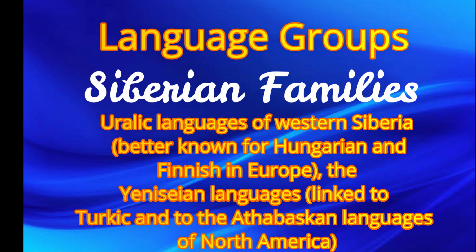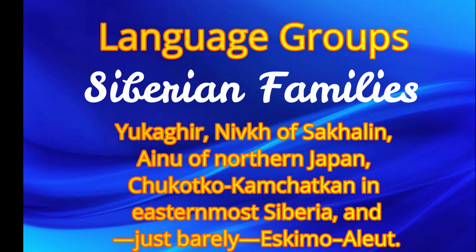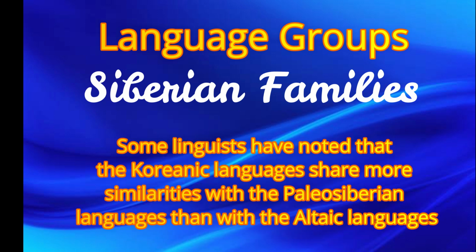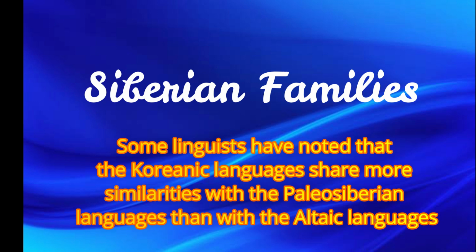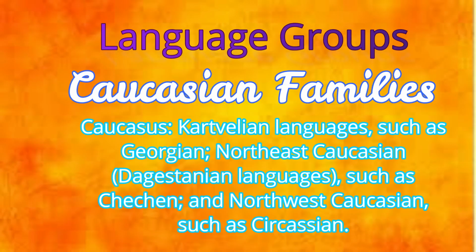Siberian families. Uralic languages of Western Siberia, better known for Hungarian and Finnish in Europe. The Yeniseian languages linked to Turkic and to Athabaskan languages of North America. Yukaghir, Nivkh of Sakhalin, Ainu of northern Japan, Chukotko-Kamchatkan in easternmost Siberia, and just barely Eskimo-Aleut. Some linguists have noted that the Koreanic languages share more similarities with the Paleo-Siberian languages than with the Altaic languages.